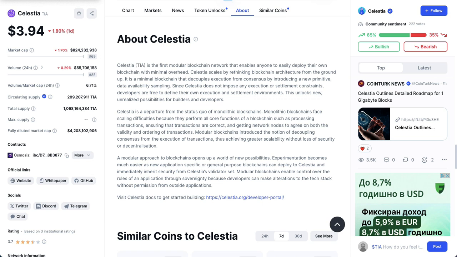It's easier for programmers and web developers and web builders to actually use it and to develop different apps on that network. Celestia scales by rethinking blockchain architecture from the ground up. Also, it's relatively cheap and has really fast transactions.